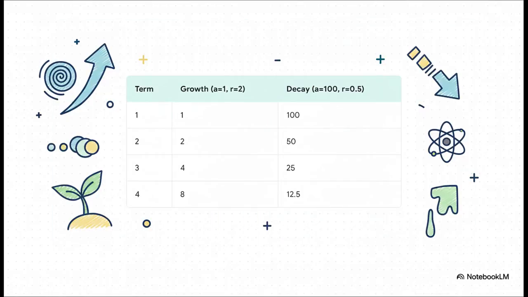Let's look at this in action. It makes it so clear. On the left, we're starting with 1, and we're just multiplying by 2 each time. You can see in just 4 steps, we're already at 8. Now, on the right, we start at 100, but we multiply by 0.5, which is just like cutting it in half. See how fast it shrinks? It's the exact same process, but with completely opposite results. And it's all decided by that one number, R.